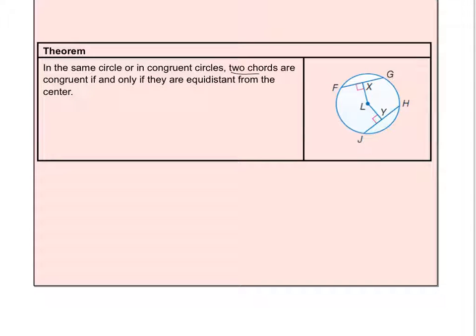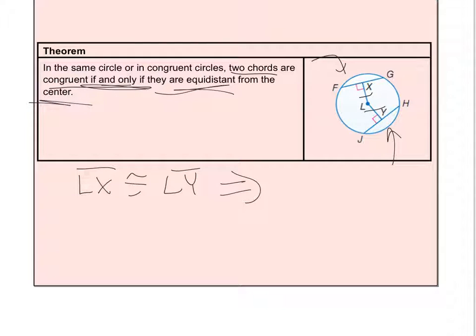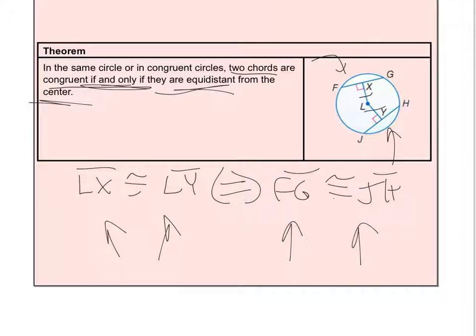Kind of last idea to think about here. Two chords are congruent if and only if they are equidistant from the center. So this has got to be congruent to this. That means that the chords are equidistant. That means that the chords are congruent. So remember, if and only if means it works backwards. So if LX is congruent to LY, then that means FG is congruent to JH. But remember, it's if and only if. That means it works backwards too. That means if these two chords are congruent, they're equidistant from the center. So it works forwards and backwards.